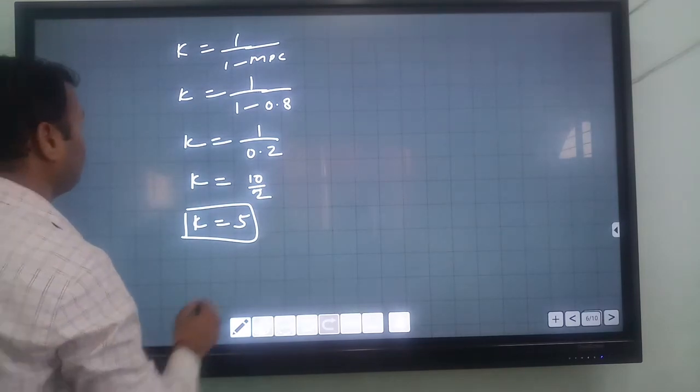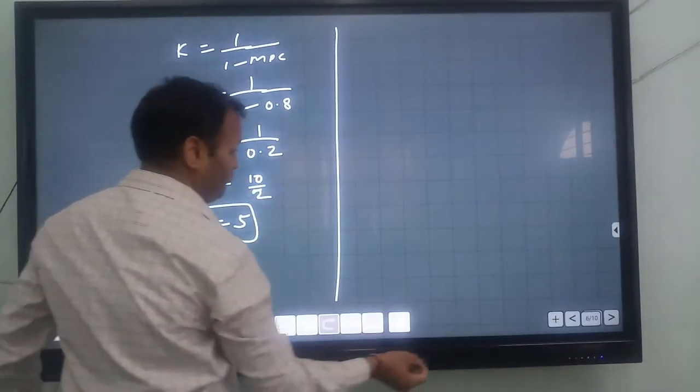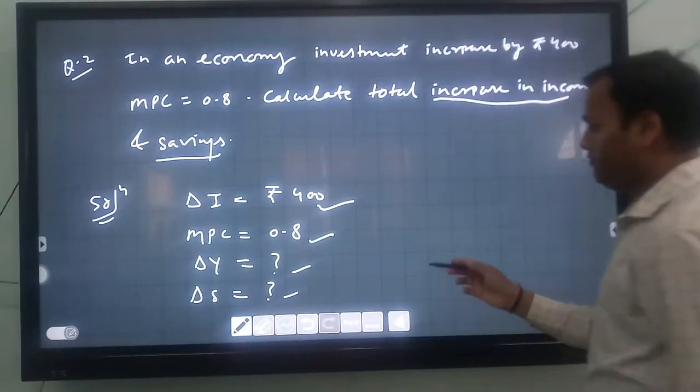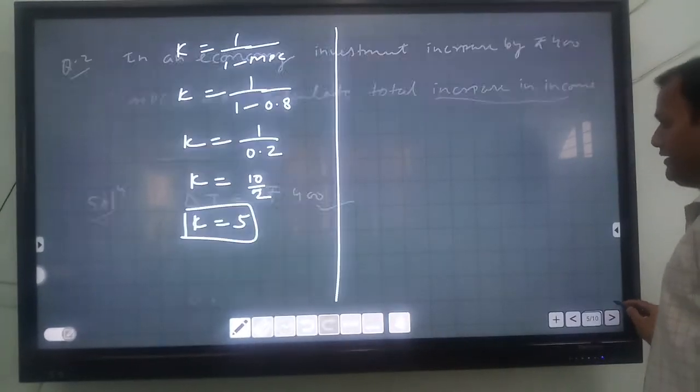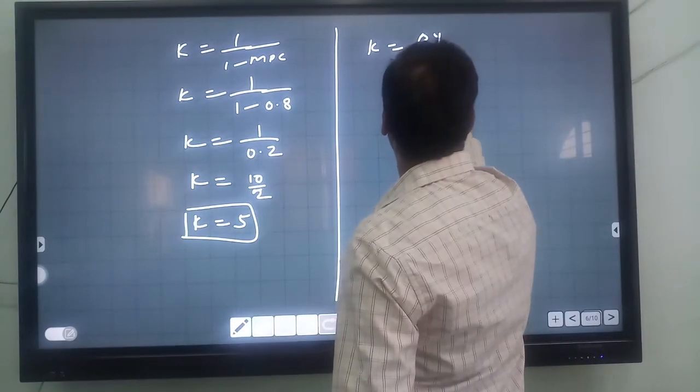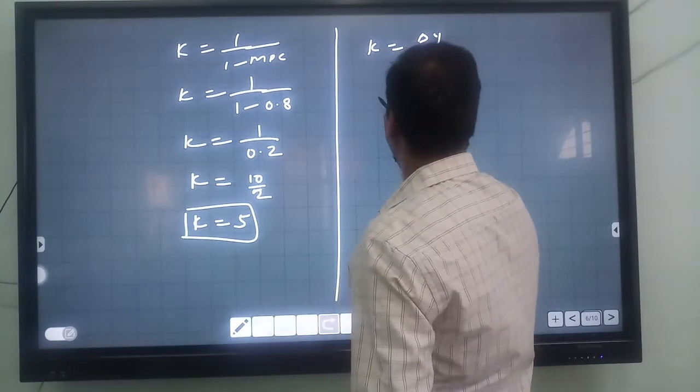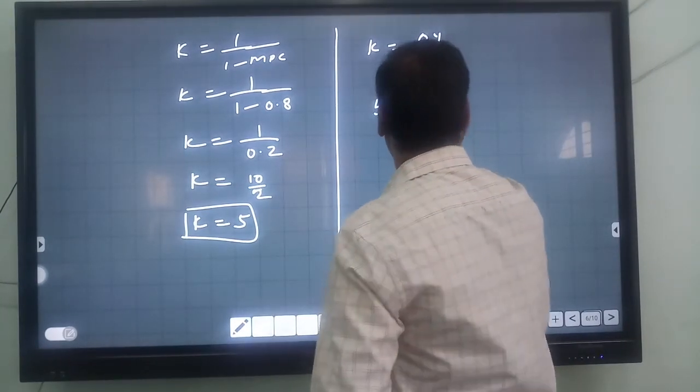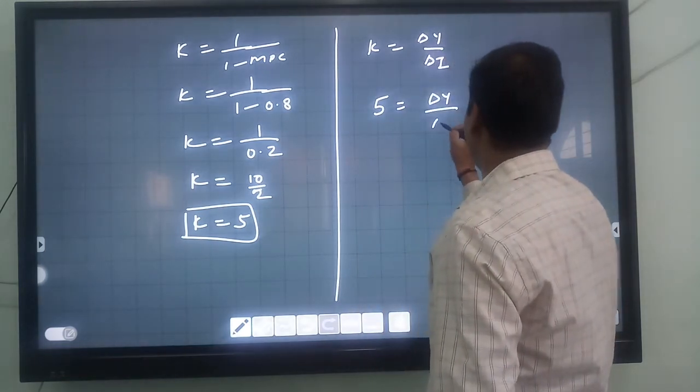Now what do we have to calculate? We have to calculate delta Y. So K is equal to delta Y upon delta I. K is 5, delta Y we have to calculate, and delta I is how much?